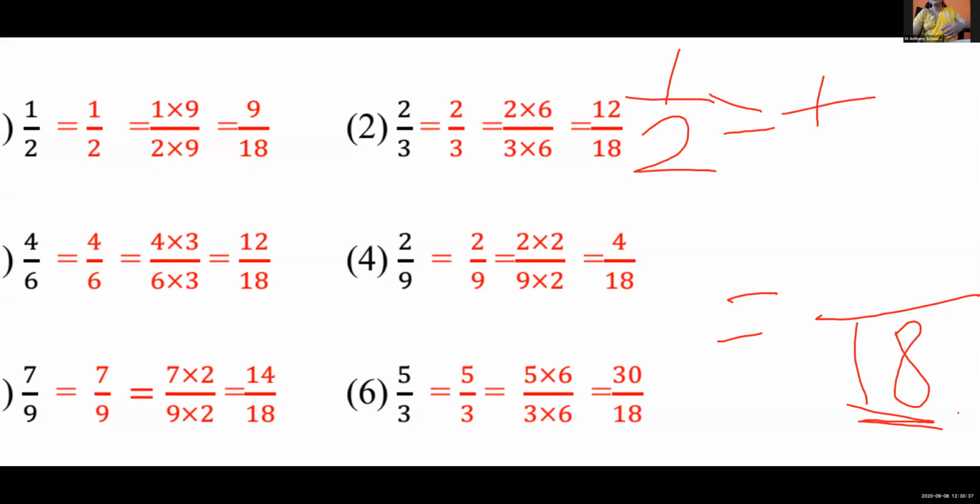Sorry, one second. I'll rewrite it. Okay. So 1 upon 2.